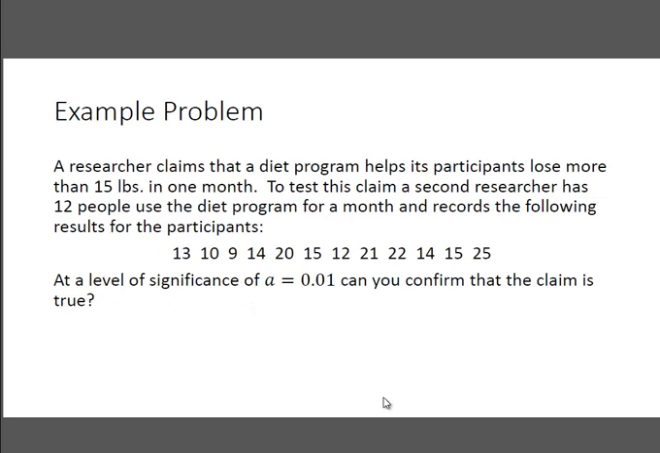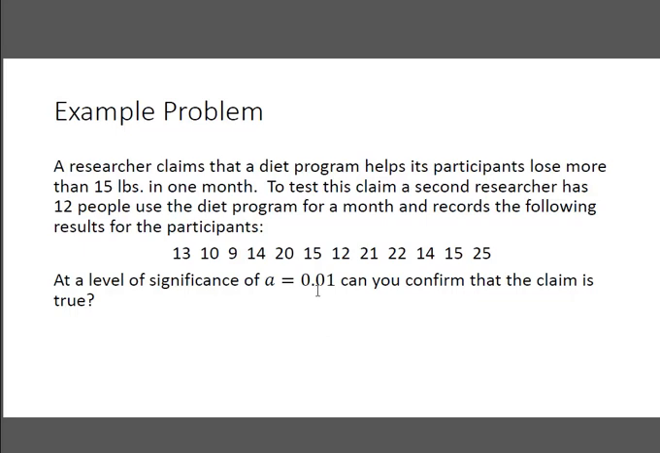A researcher claims that a diet program helps its participants lose more than 15 pounds in 1 month. To test this claim, a second researcher has 12 people use the diet program for a month and records the following results for the participants. Person 1 lost 13 pounds, person 2 lost 10 pounds, 9 pounds, and so on and so forth. At a level of significance of 0.01, can you confirm the claim is true?